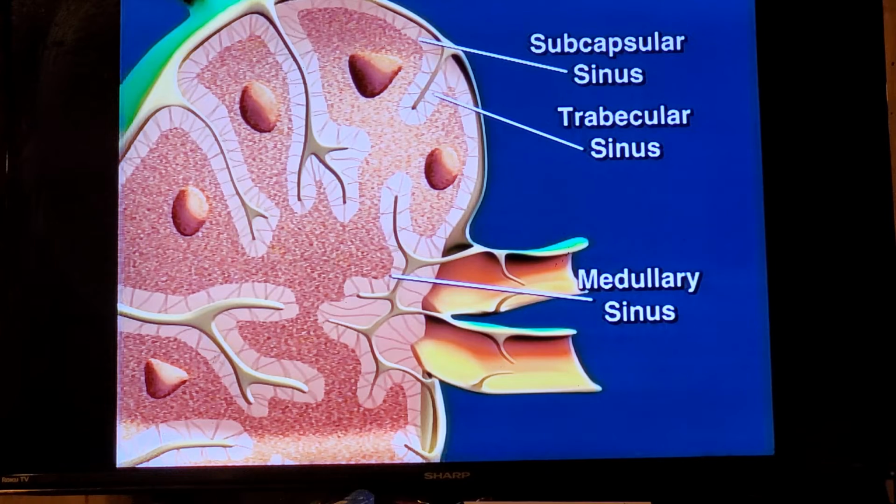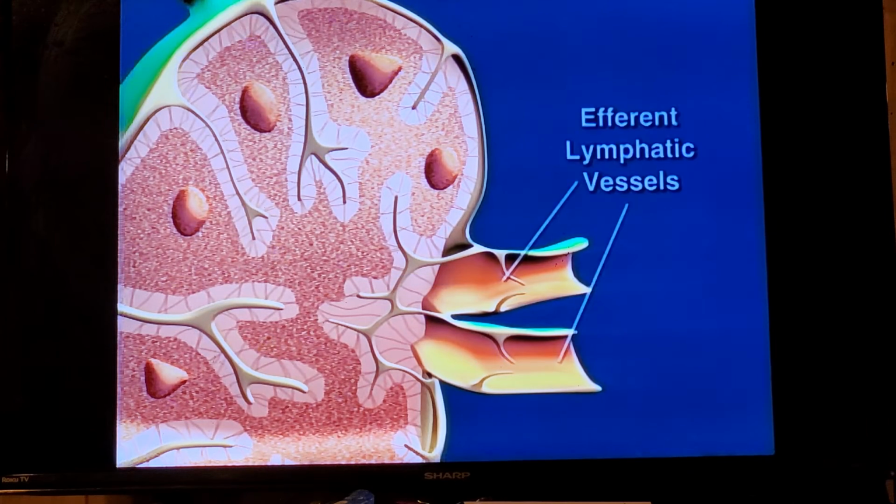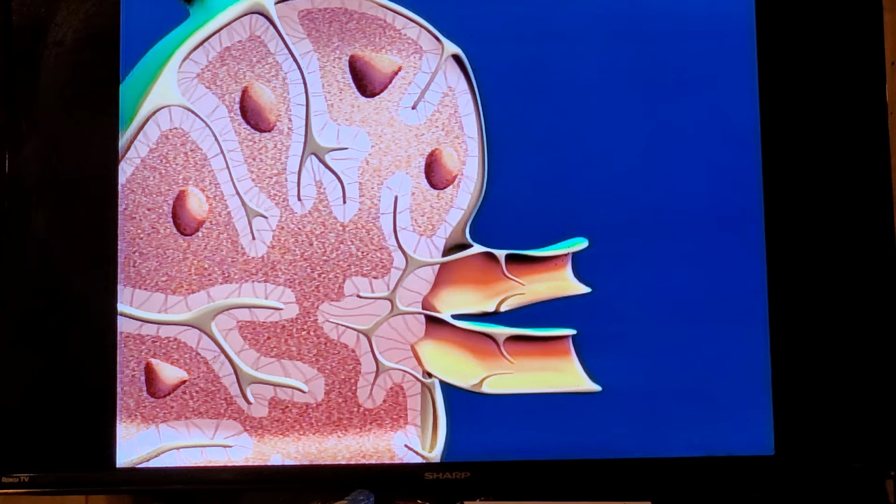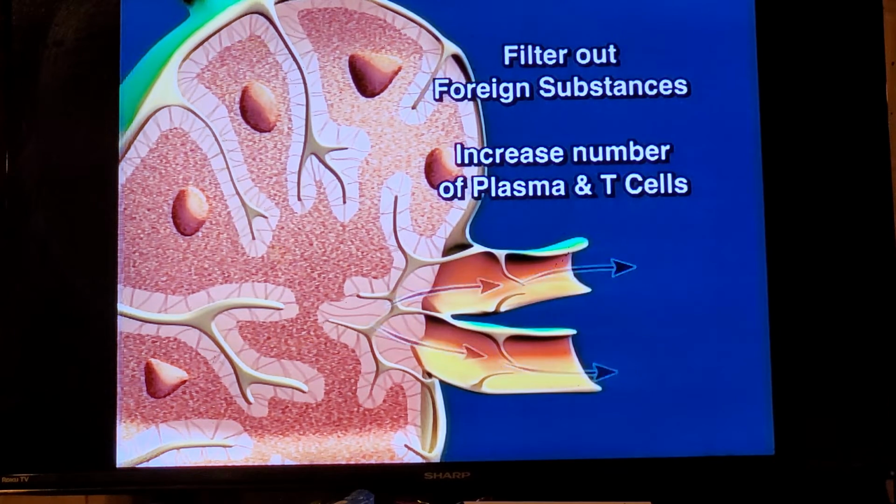Lymph is then carried away from the medullary sinuses through one or two efferent lymphatic vessels. The lymph, as well as secreted antibodies and activated T cells, are directed outward by the efferent vessel's valves, which open away from the center of the node. Ultimately, the key purposes of the lymph node are to filter out the foreign substances in the lymph and increase the number of plasma and T cells.